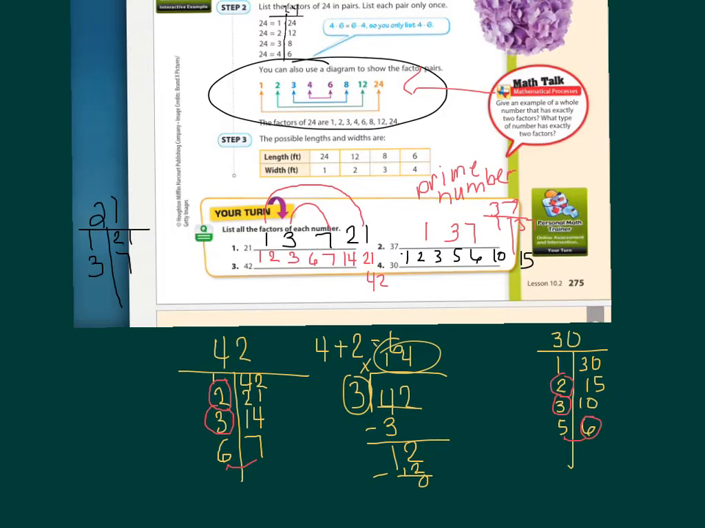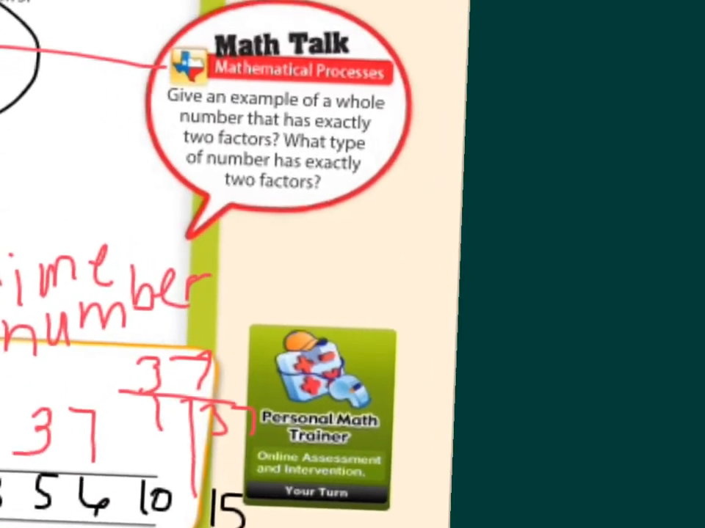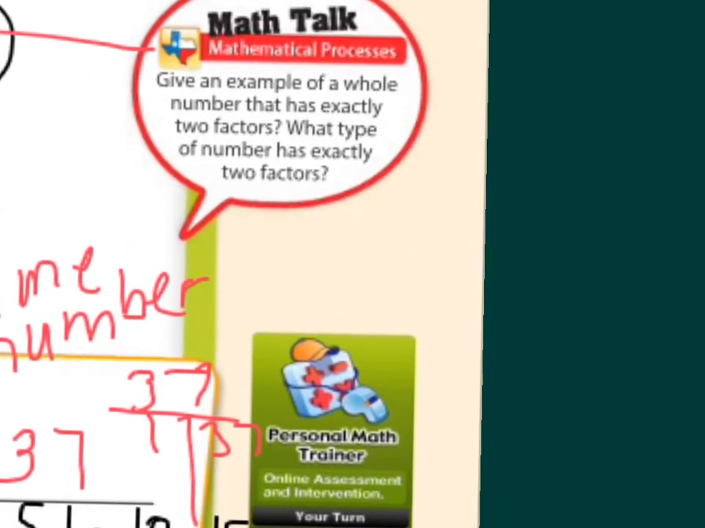We have this question here. Give an example of a whole number that has exactly 2 factors. Now, I'm going to be real picky. This is not a question, so there should not be a question mark here. It is a command, so that should just be a period. Okay, what type of number has exactly 2 factors?